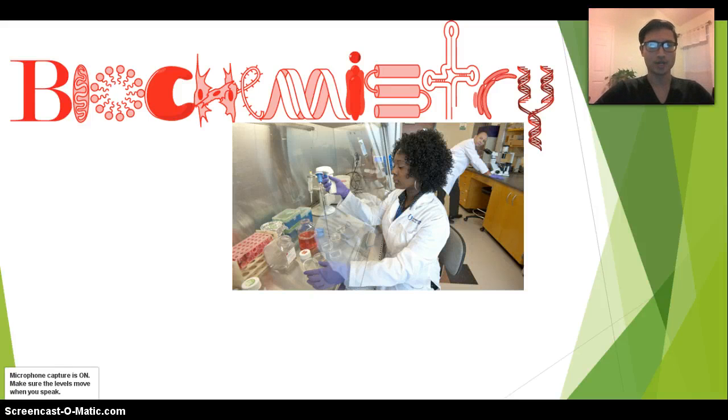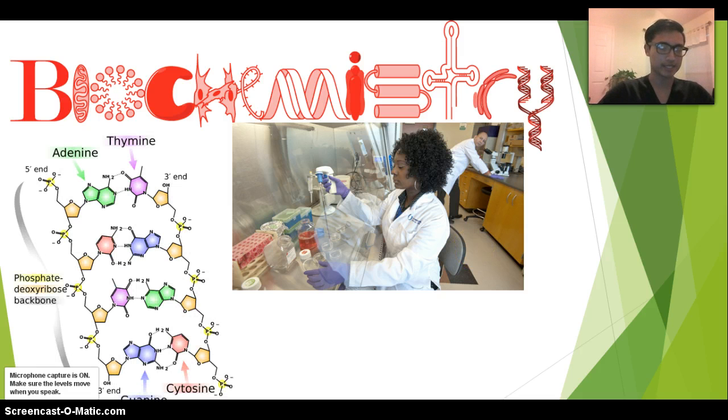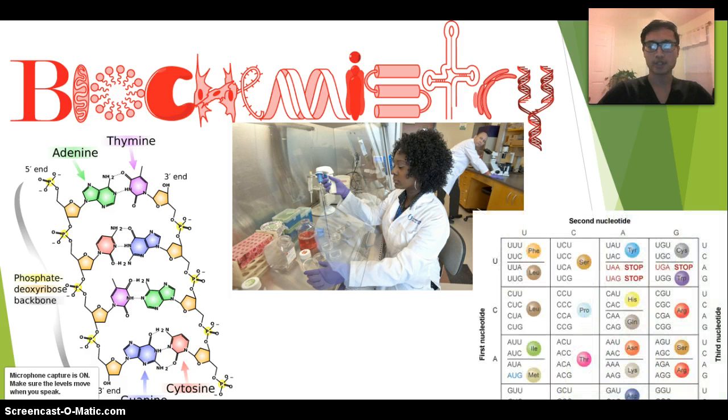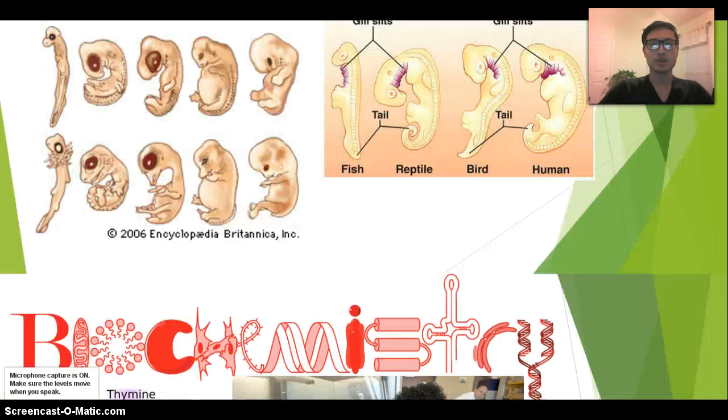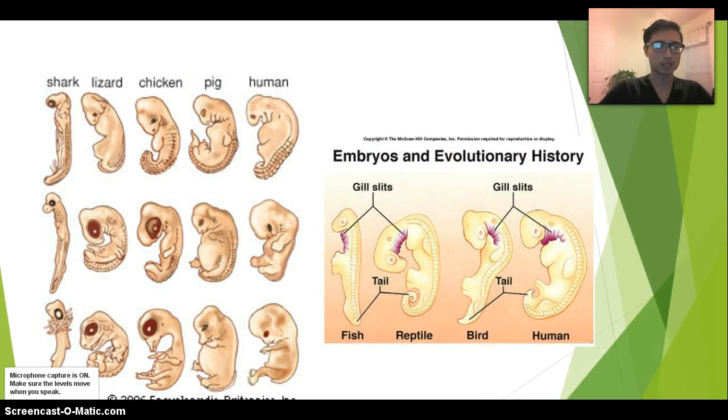Alright guys, so I believe we left off at biochemistry, in which we were talking about how we could use DNA sequences and amino acid sequences, and if we have a higher percentage that's similar, that means we probably have a closer common ancestor. Okay? So we're going to move on to embryology.